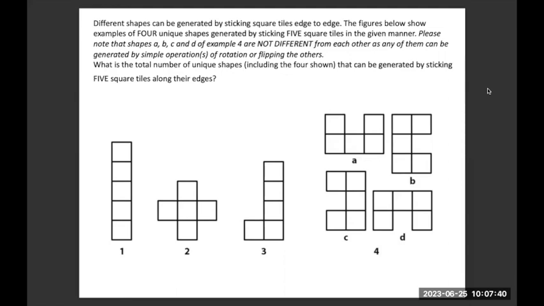Tanvi, you're missing a few more. There are more than 10. I mean, what's your answer? There are more, actually.